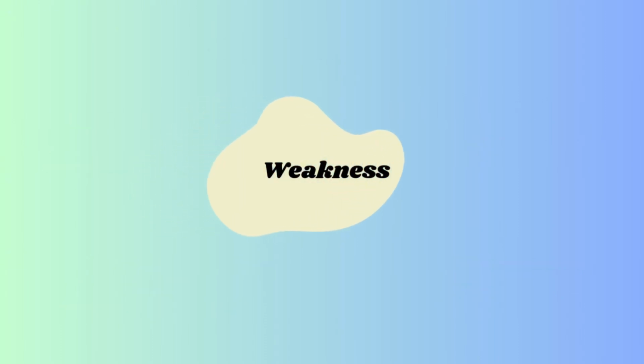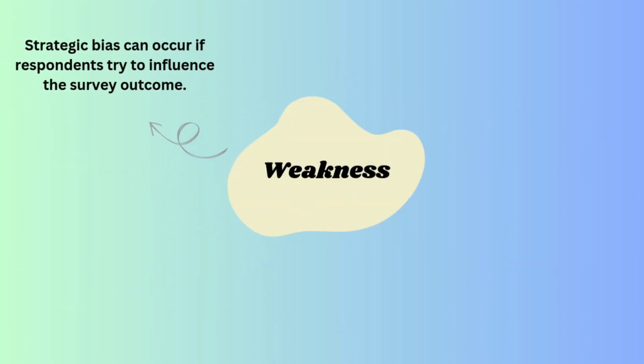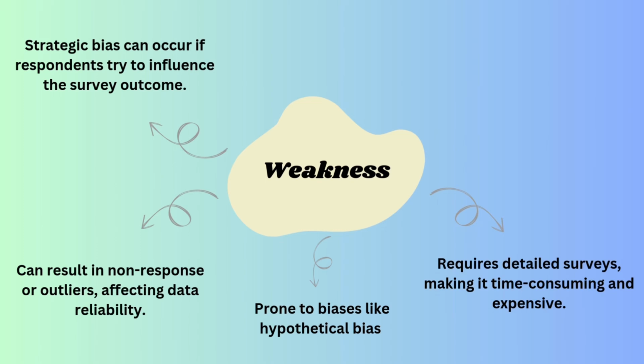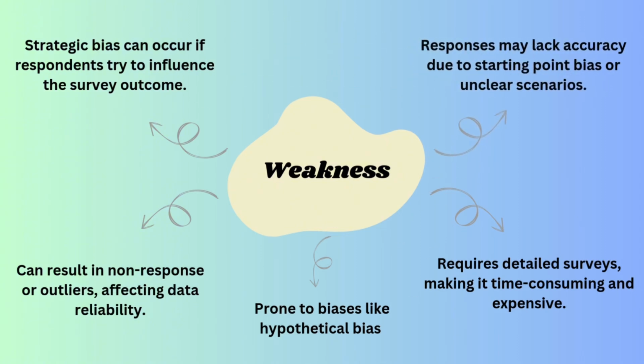Now, what about weaknesses? Strategic bias can occur if respondents try to influence the survey outcome. It can also result in non-response or outliers affecting data reliability. It is also prone to biases like hypothetical bias. It also requires detailed surveys, making it time-consuming and expensive. Responses may lack accuracy due to starting point bias or unclear scenarios.